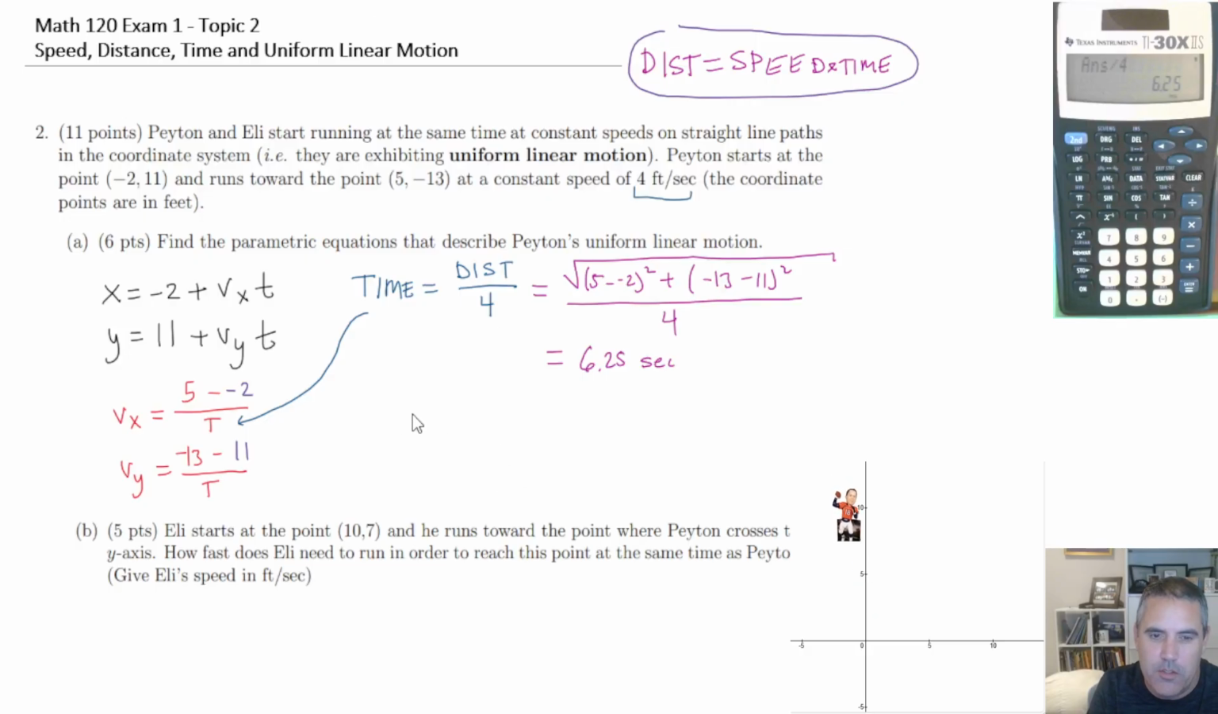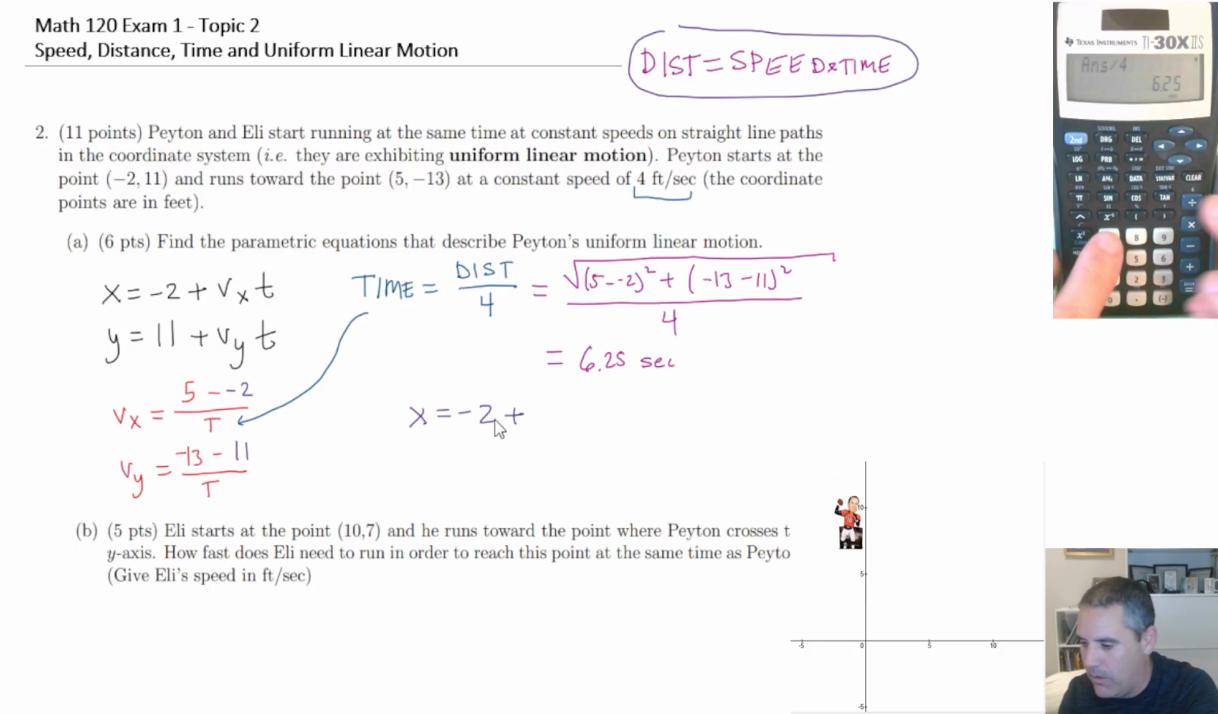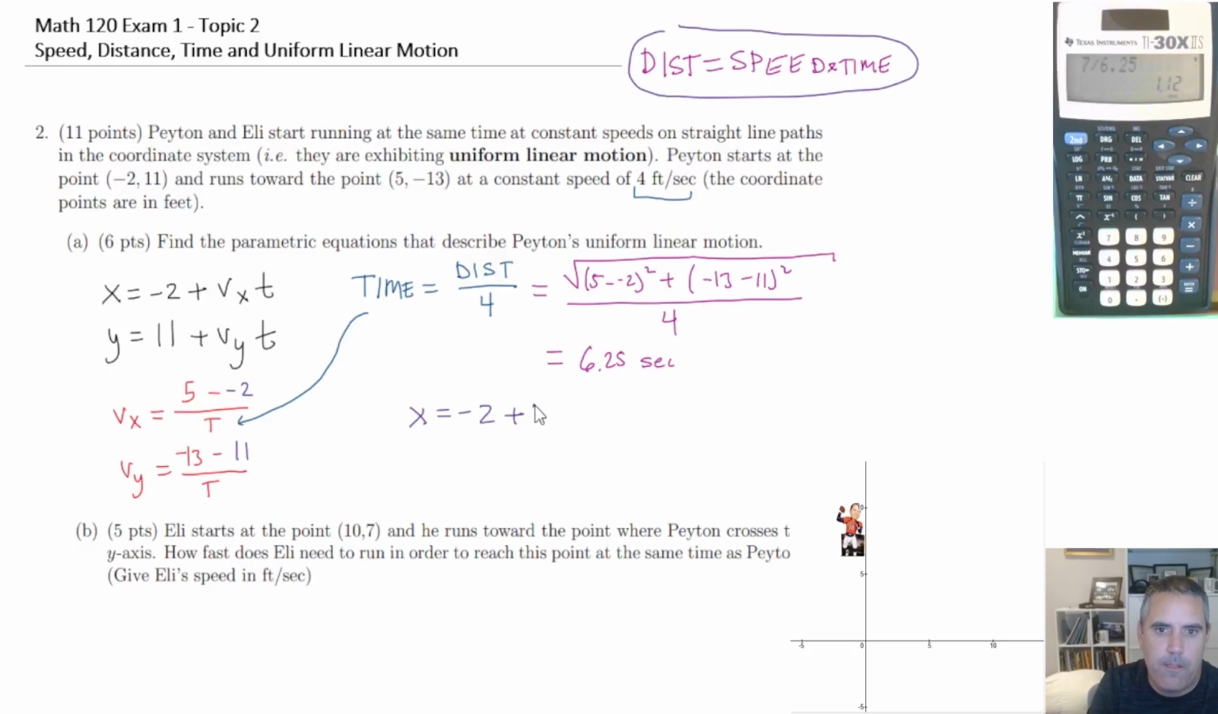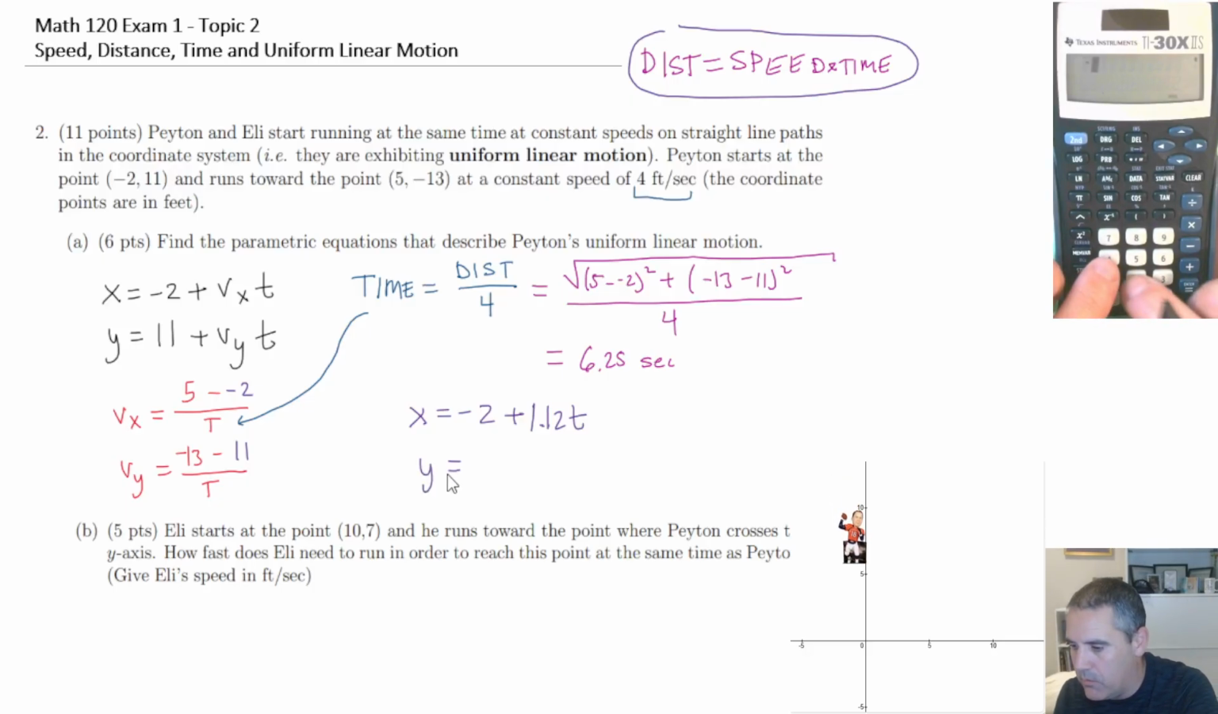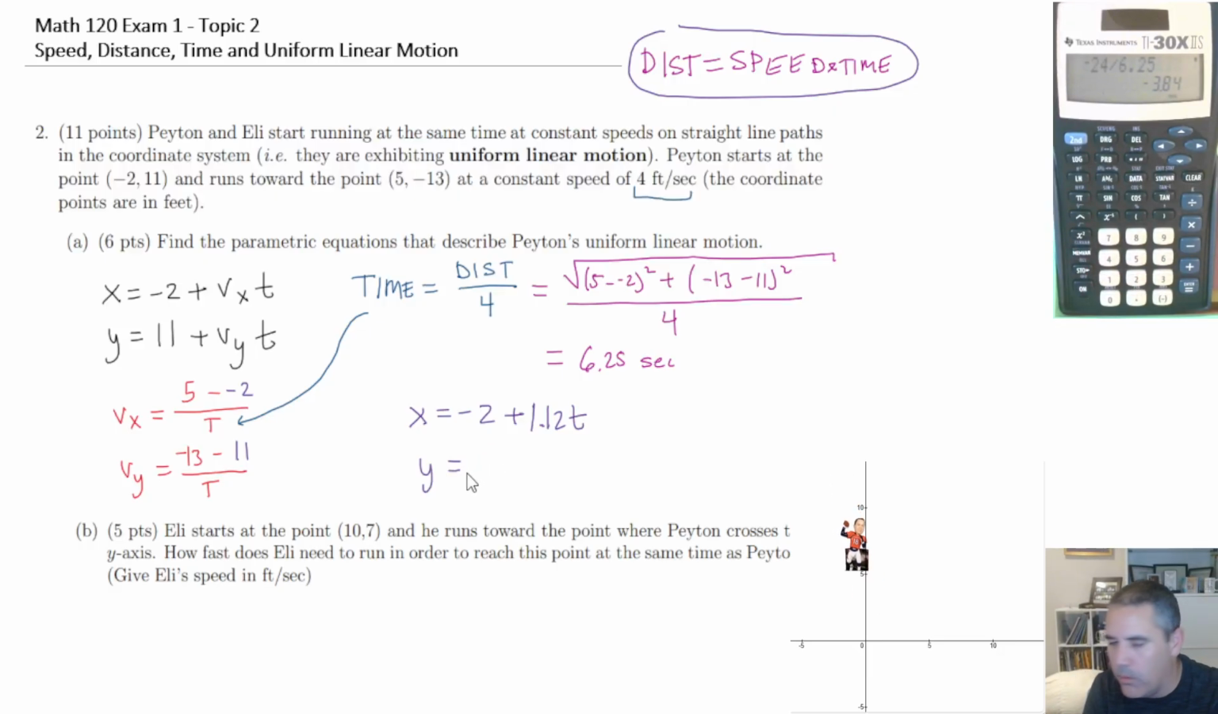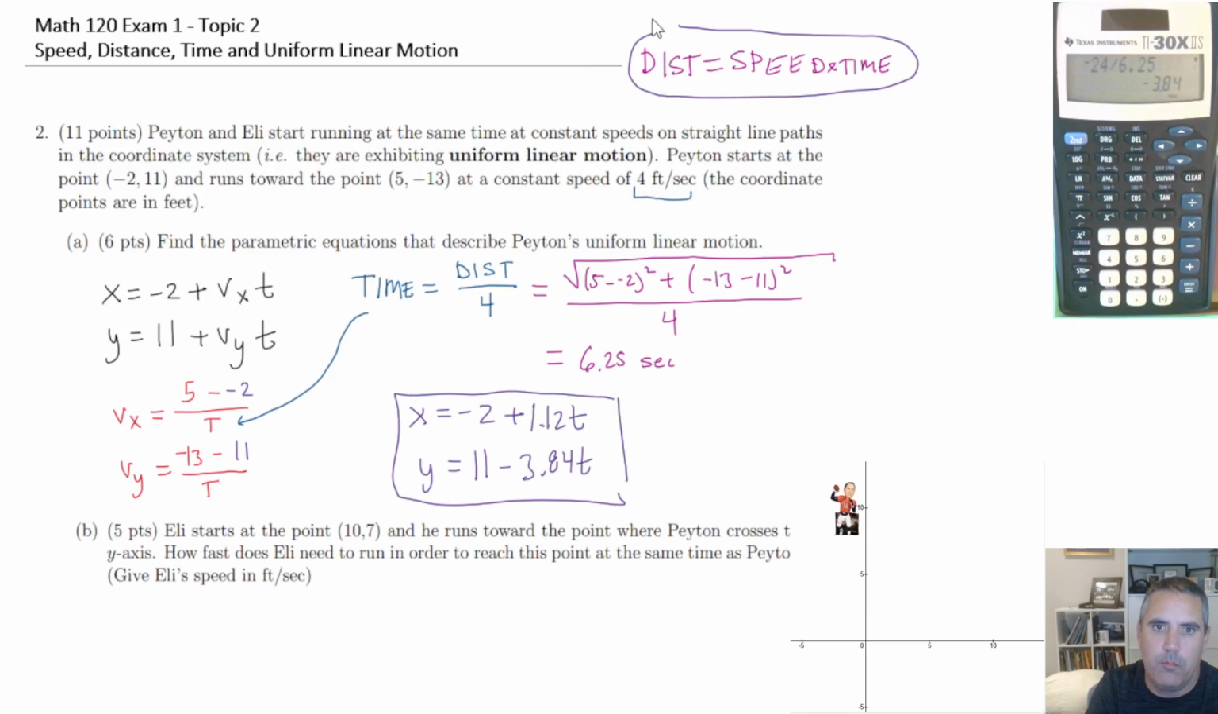Maybe I'll just write it up without even doing all the calculations. You say x is -2 plus 7 over 6.25, which is 1.12. And then y is 11 minus 24 over 6.25, which is -3.84. That's it. So the added little piece here was having to remember this fact. Beyond that, we were just plugging in. So we plugged in this 6.25.